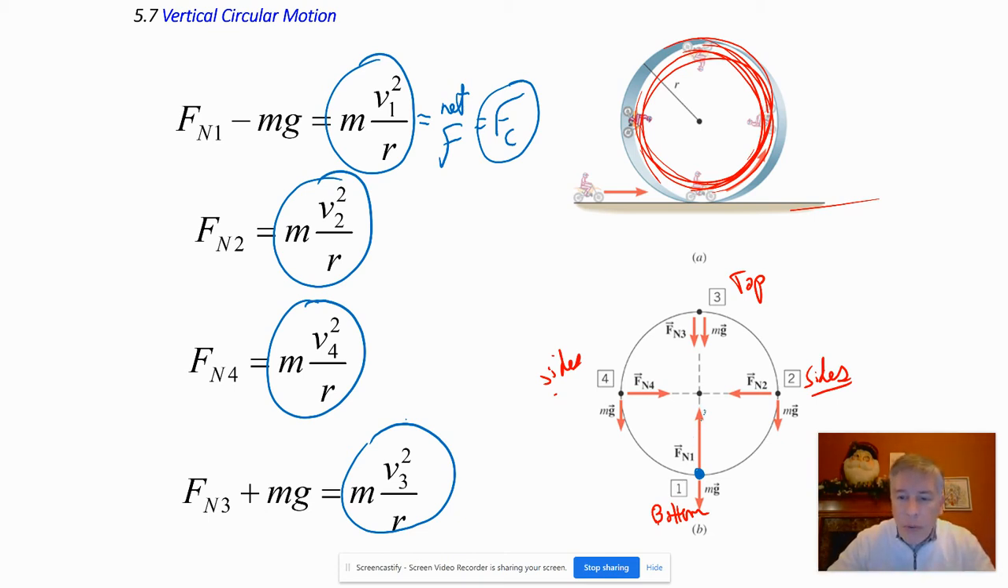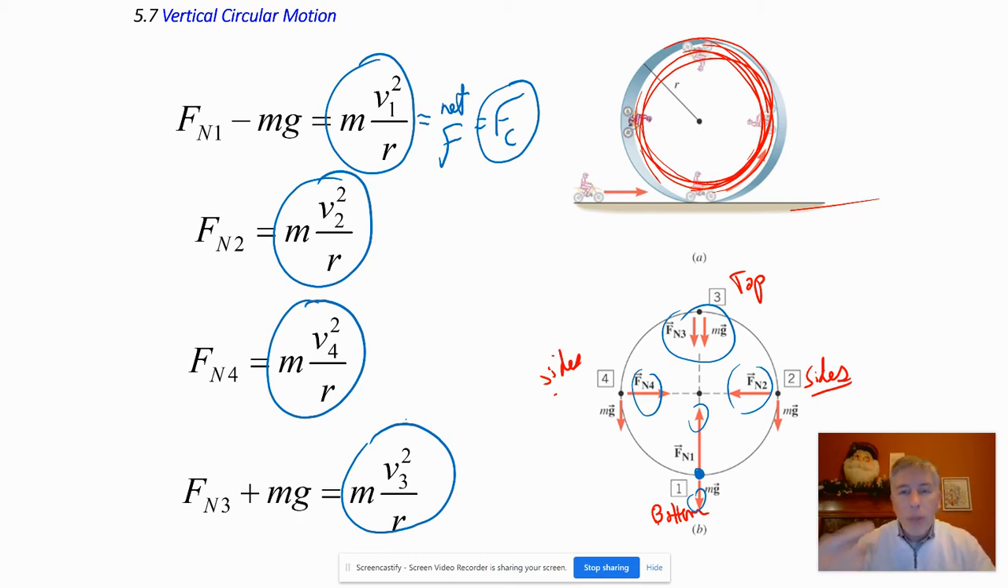So if you notice, this force is larger than this force, showing that there is a net force towards the center. This force is toward the center. These are both towards the center. This is toward the center. We have to have something towards the center to cause it to go around the circle.